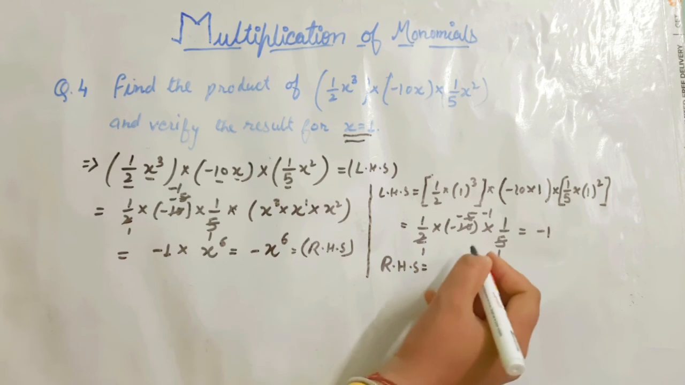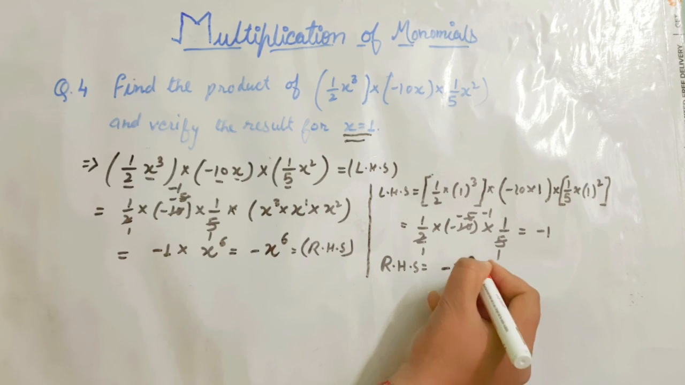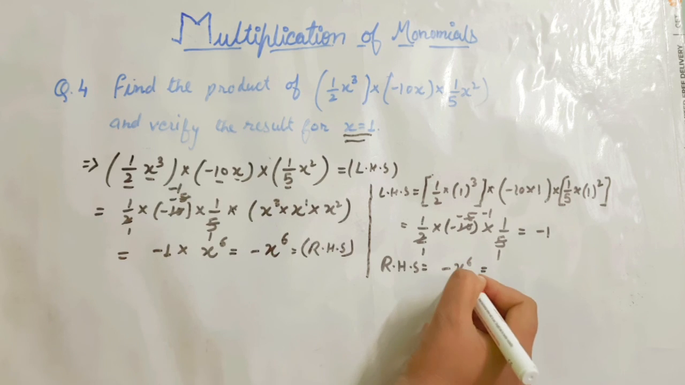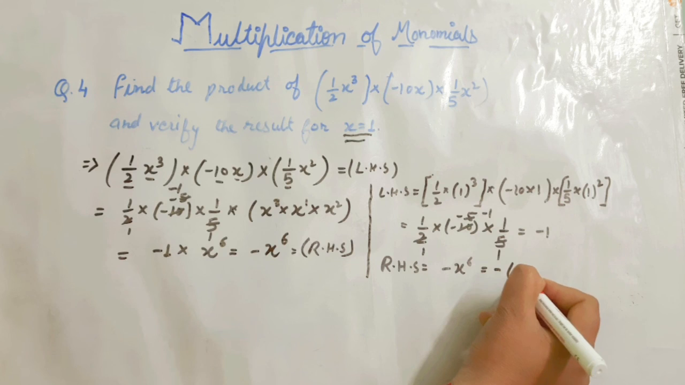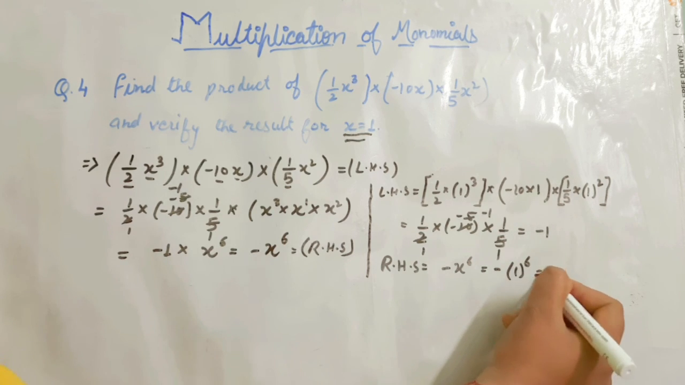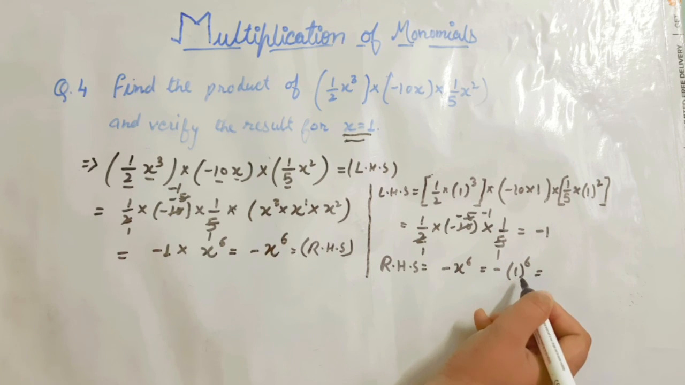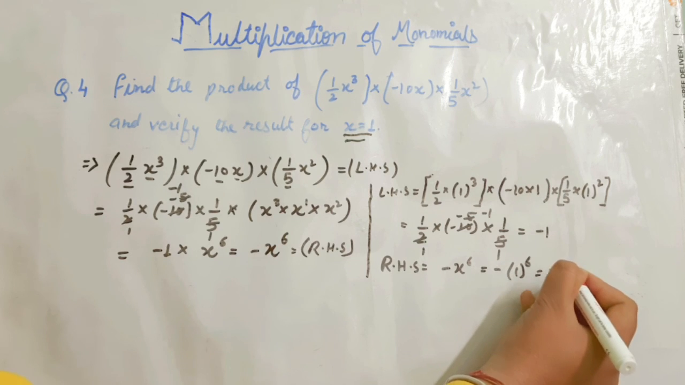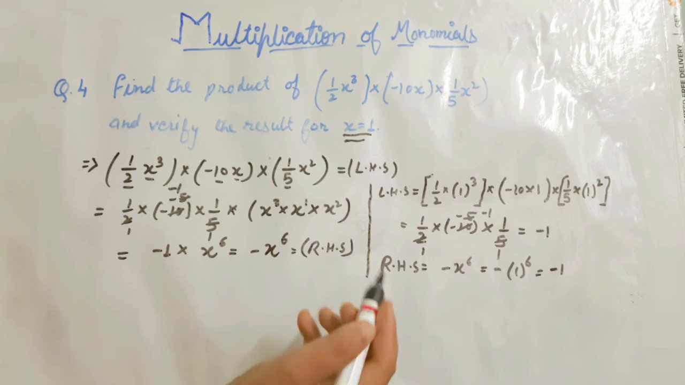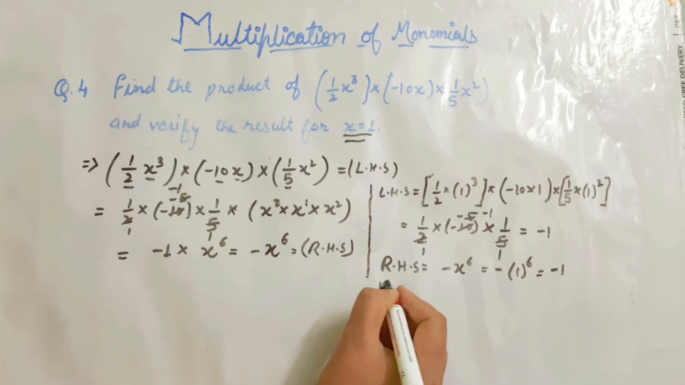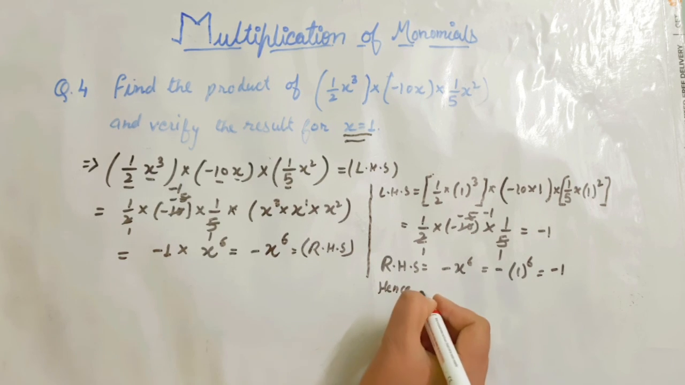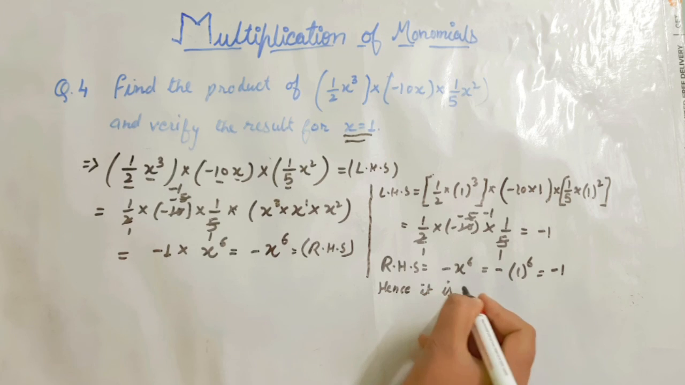Let us replace in right hand side. This will be equals to minus x raised to power 6. Replace x by 1. So this will be minus of 1 raised to power 6. And 1 raised to power 6 means 1. So this will be equals to minus 1. So left hand side will be equals to right hand side. Hence it is verified.